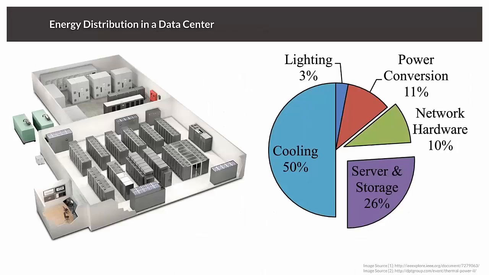When you take a look at the data center in general and the energy distribution or energy balance that is happening, what is the energy being used for? A significant part, about 50%, is being used for cooling. This is the piece of the pie that we are trying to optimize and improve.